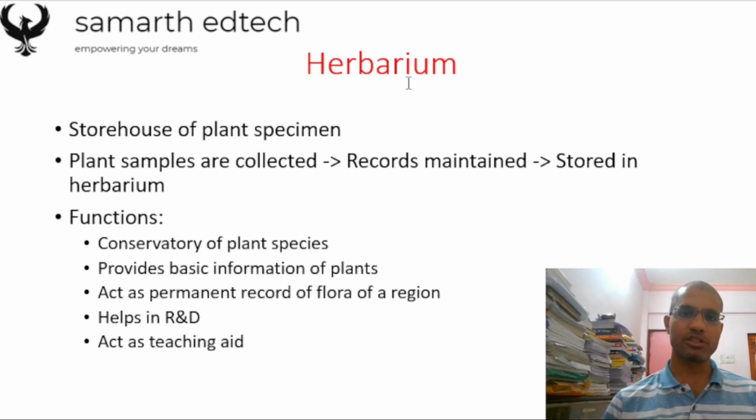The next concept is your herbarium. So what is an herbarium? It is the storehouse of plant specimens. Okay, so over here what used to be done, plant specimens are generally collected and then they are separated. For example, leaves are separated, stems are separated, roots are separated and the fruits are separated, and then they are stored in a given storehouse. So that is your herbarium. So plant samples are collected, the records are properly maintained and then stored in your herbarium. So this is a kind of a storehouse.